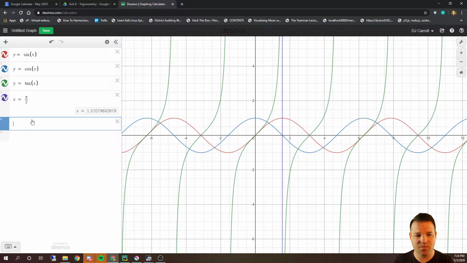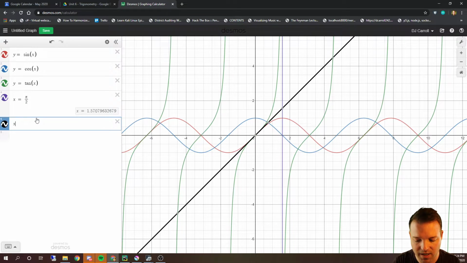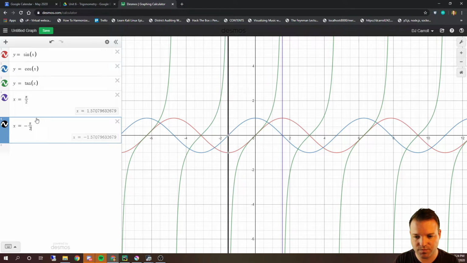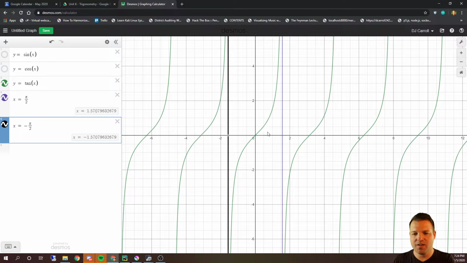So I'm going to go ahead and make another one here. I'm going to say x is equal to negative pi divided by 2. And then I'm going to take everything else away, meaning the sine and the cosine, okay? So there we go. I guess I could change this to purple or whatever, but we'll just leave it as is. So you can see I've got a vertical asymptote at positive pi over 2 and a vertical asymptote at negative pi over 2. And this is going to repeat over and over and over again.